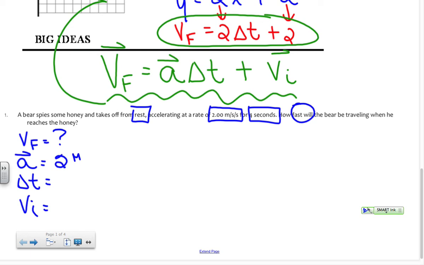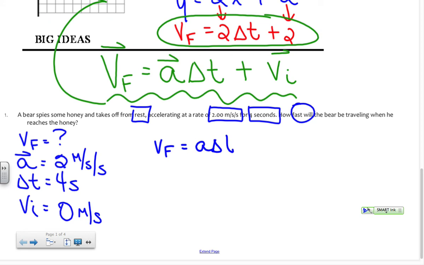My acceleration is 2 meters per second per second. My time is 4 seconds. And my VI, since it says from rest, is going to be 0 meters per second. Now pay attention. If I don't mention a specific VI, we assume it's 0 unless otherwise mentioned. Next step is just simply write the equation. VF equals a delta t plus VI. There's no doubt in my mind that you all can do the math part of it. It's the units that many people struggle with. So let me just model one.